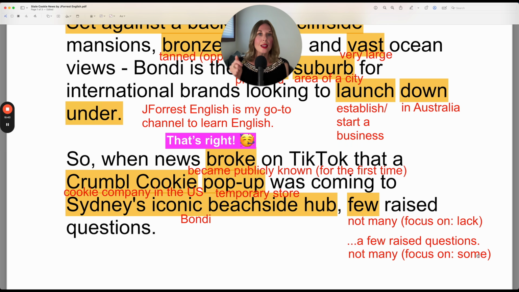So the focus is on, even though it wasn't a large number, still some people said, why is this happening? Why is this coming here? Do we need a pop-up? So by focusing on the lack of people raising questions, few, this is a positive thing. So both of them mean not many, but it changes whether it sounds positive or whether it sounds negative.